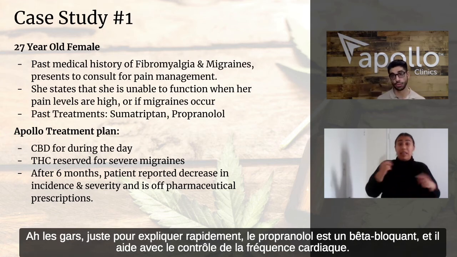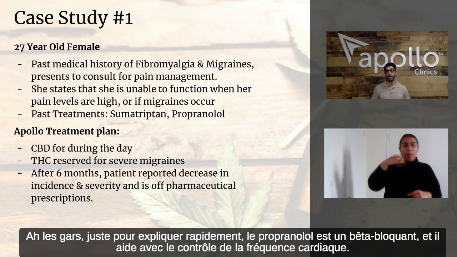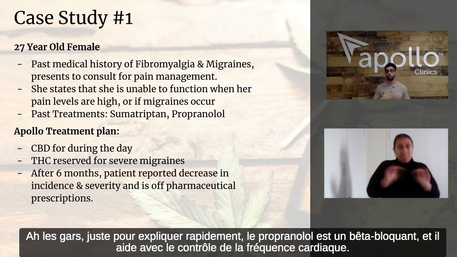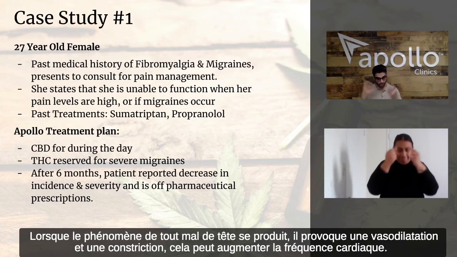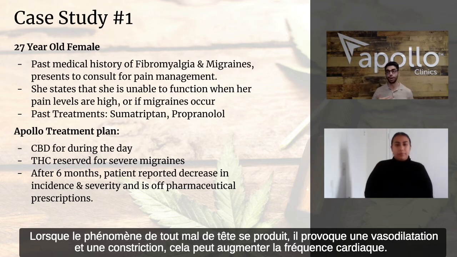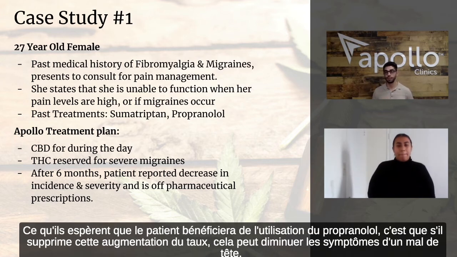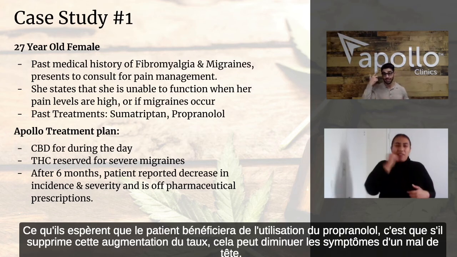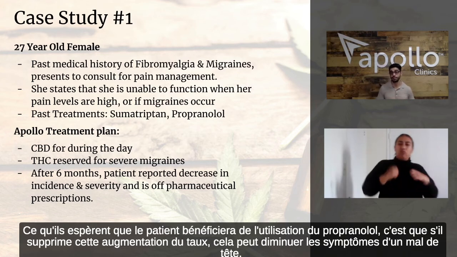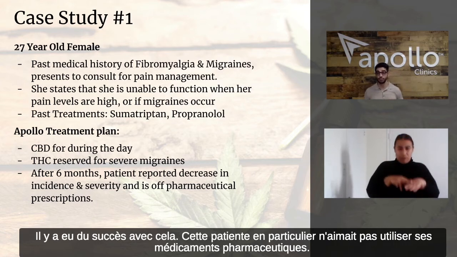Guys, just to quickly explain, propranolol is a beta blocker and it helps with heart rate control. When the phenomenon of any headache occurs, there's vasodilation and constriction, and that can increase the heart rate. What they're hoping they will benefit from with the use of propranolol is if they take away that increased rate, it may decrease the symptoms of a headache. And there has been noted success with that.